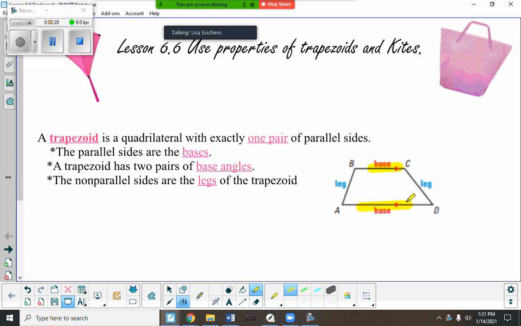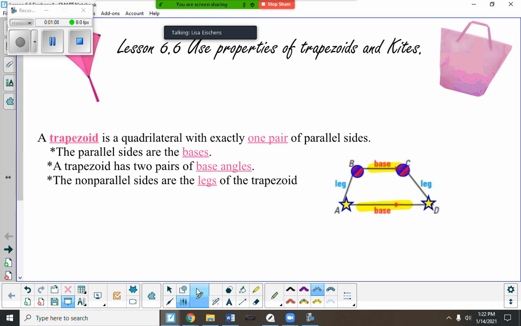Those parallel sides are called the bases. Now, the angles that are formed at each base are called base angles. So this is a base angle here and here, and this is a base angle here and here. The non-parallel sides are called legs of a trapezoid. Write these in your note guide. Do you have that? Okay, just watch then.